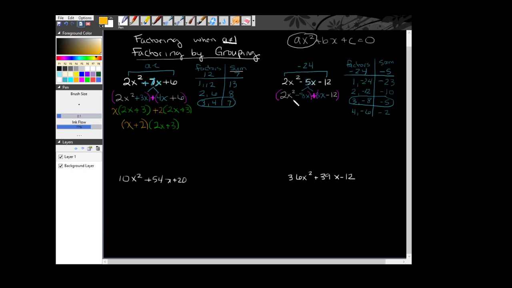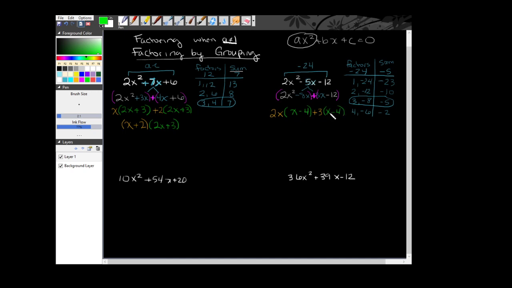Our next step is to factor out the GCF of each. So the GCF between 2x squared and negative 8x is a 2x. By dividing that out, that leaves me with x minus 4. When I look at my second set of parentheses, 3x and negative 12, I could factor out a positive 3. And that also leaves me with an x minus 4.